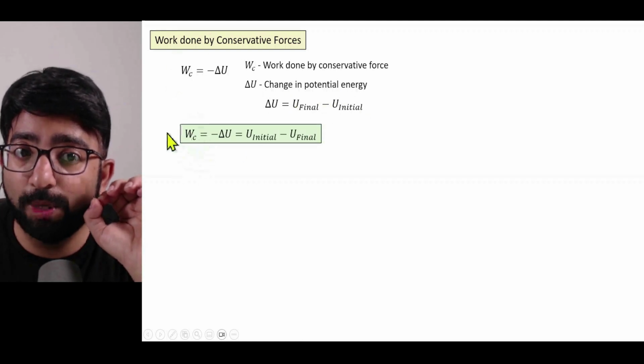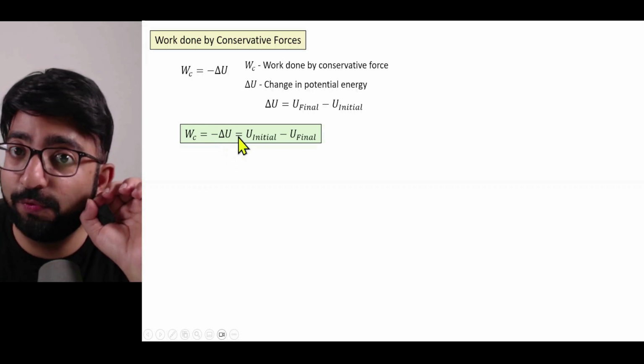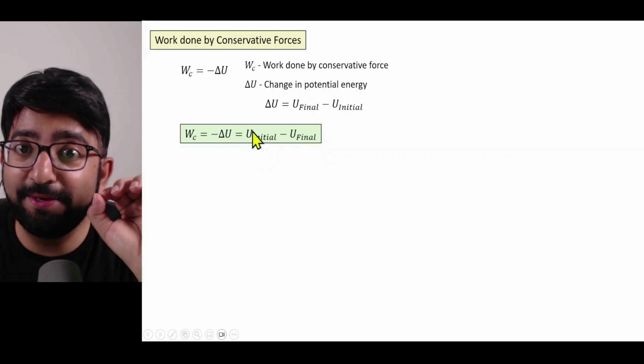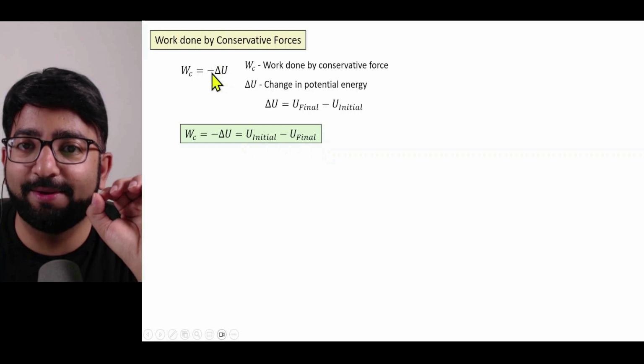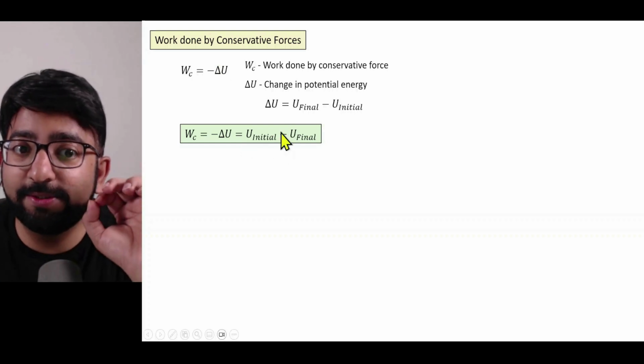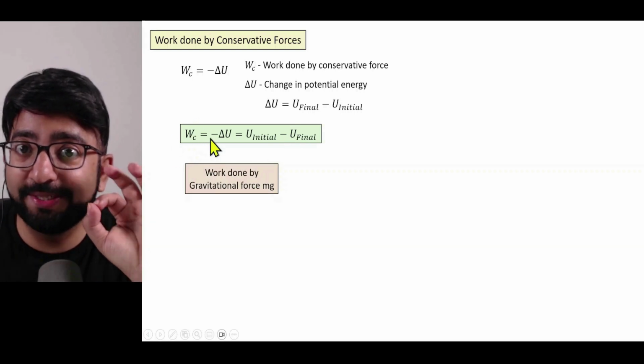WC, work done by the conservative force, equals negative delta U, which will also be equal to initial energy minus final energy. And why have we placed initial in the front? Because of the minus sign. So let's say if the question asks us to find the work done by the gravitational force, the formula becomes work done by the gravitational force, which is mg.